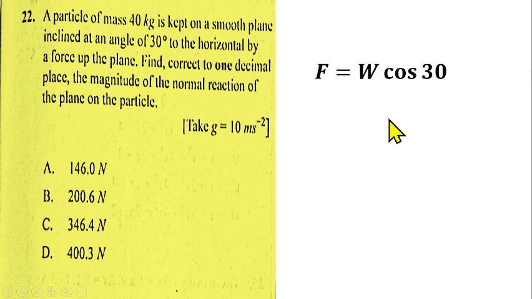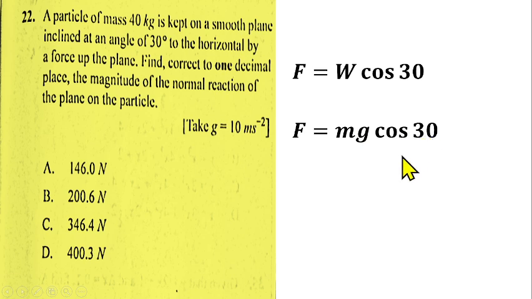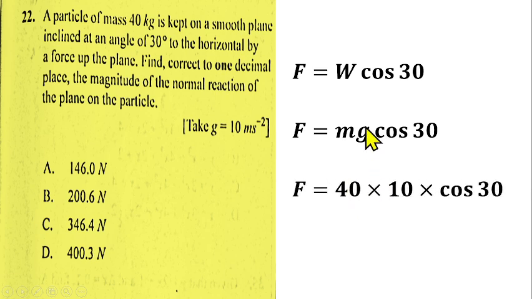So that means let's find the force on the particle. That will be the weight multiplied by cos 30 degrees, which is the weight component along the x-axis. That will give us force F equal to weight multiplied by cos 30 degrees. But we know that weight is mass times gravity, so F will be equal to mass times gravity times cos 30 degrees. So if you substitute, we know the mass to be 40 multiplied by g, which is 10, cos 30. That will be 400 times cos 30. That will give us 346.4 newtons, which is option C for question number 22.